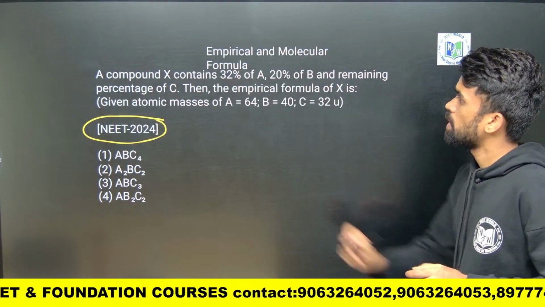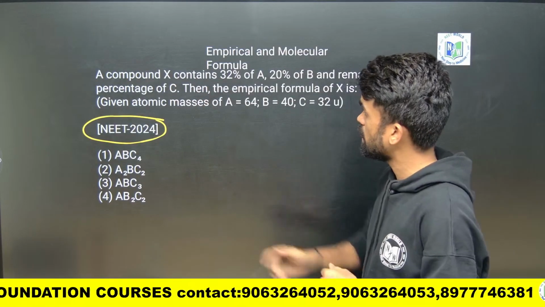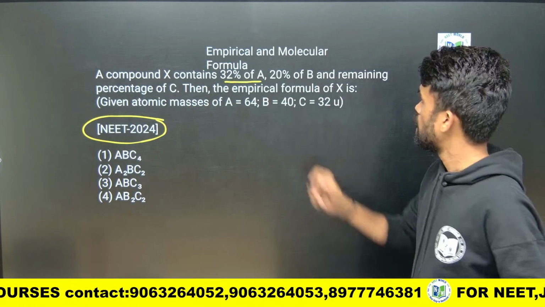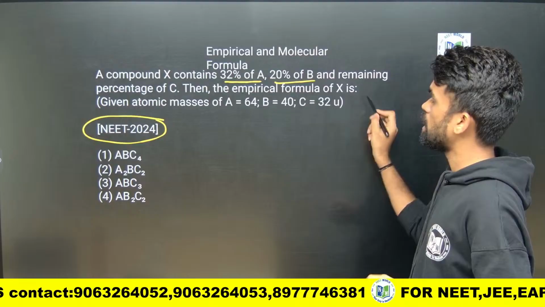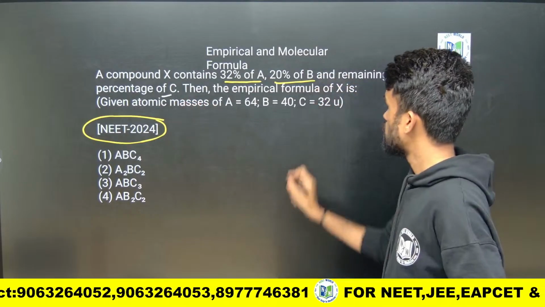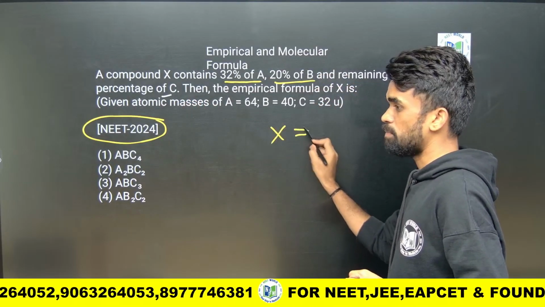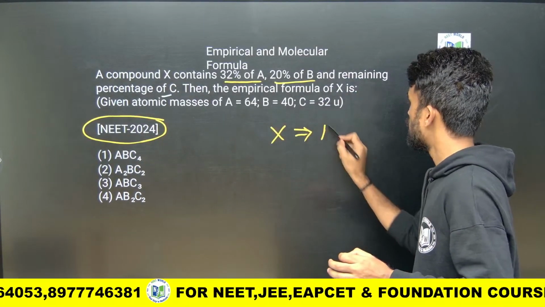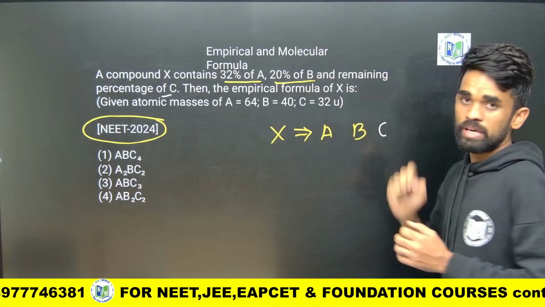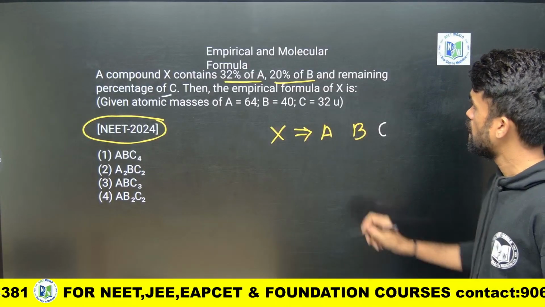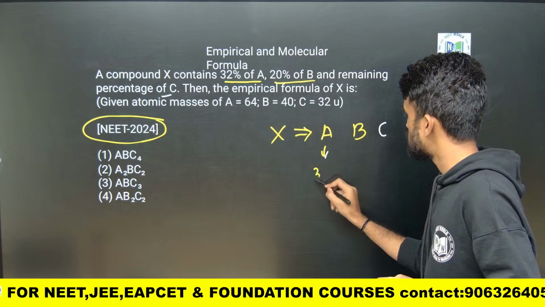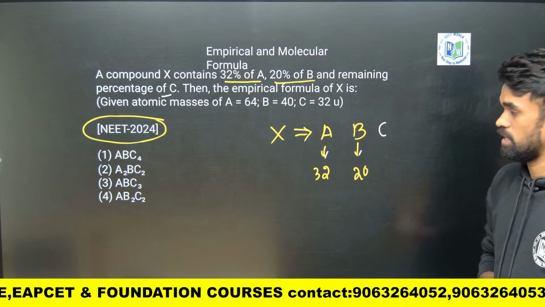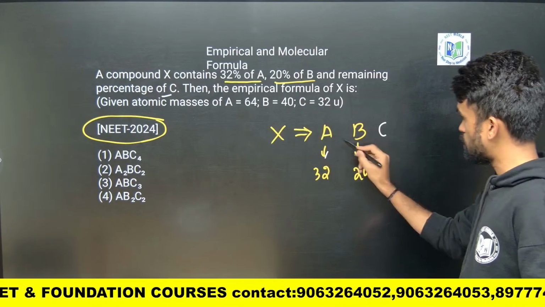Just follow it. What the question is saying here: a compound X contains 32% of A and 20% of B and the remaining percentage is C. So X is a compound which is made up of A, B, C, and this contains A as 32% and B as 20%, remaining is C. It means compound X is made up of these things.